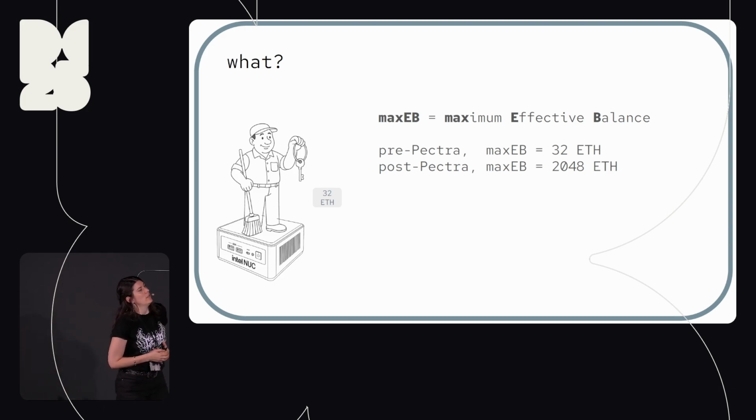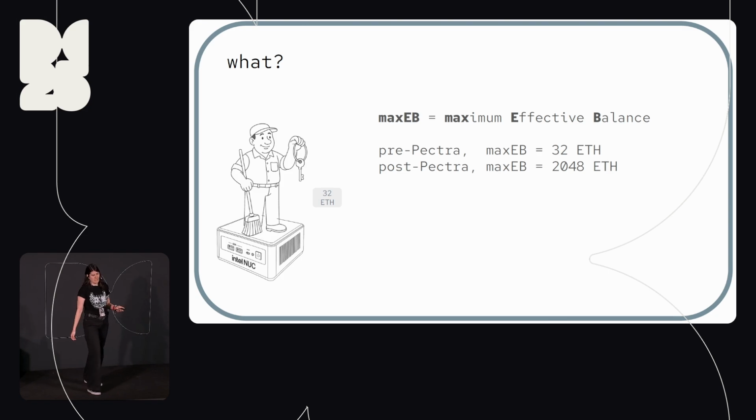So here we have our normal small operator. He is running a 32 ETH validator on his machine. He has a key for his validator, and anything above that max effective balance gets swept into his withdrawal address.